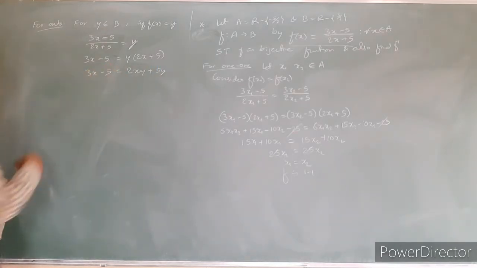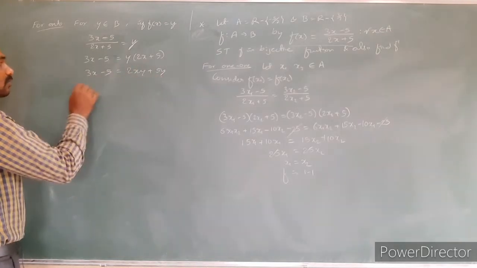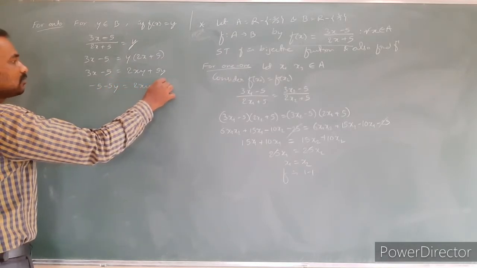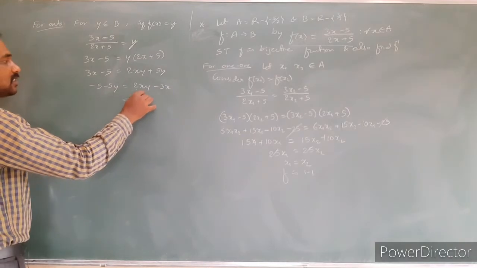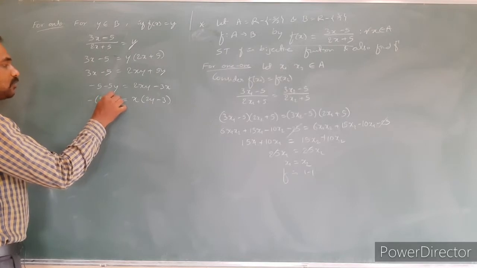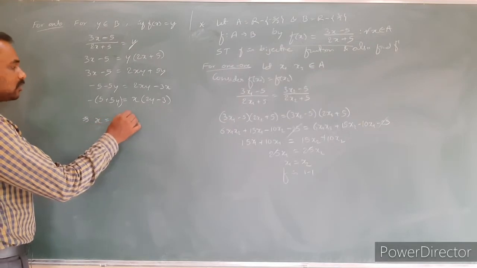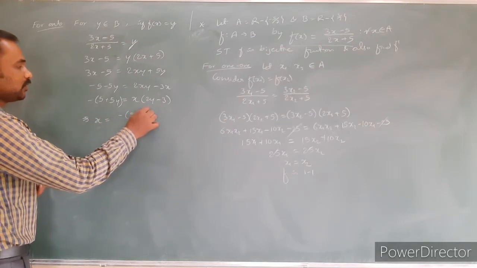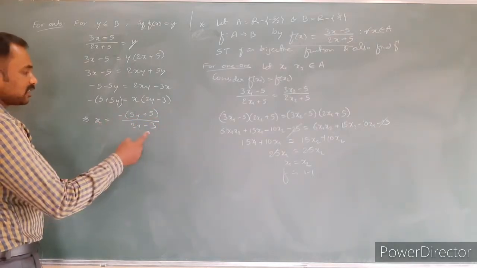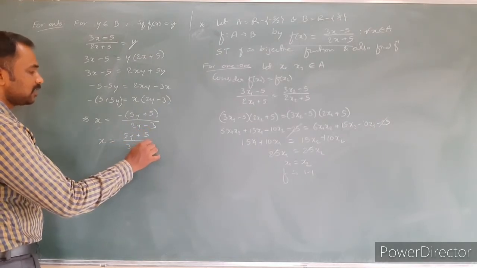3x minus 5. Okay, I need to take x common, so make the y terms one side and x terms one side. So minus 5 minus 5y is equal to 2xy minus 3x. Here, right hand side x is common: 2y minus 3. Left hand side minus is common: minus 5 plus 5y. Okay, and now I need x is equal to, so x is equal to minus times of 5y plus 5 divided by 2y minus 3. So minus, I just multiply to the denominator: 5y plus 5 divided by 3 minus 2y.